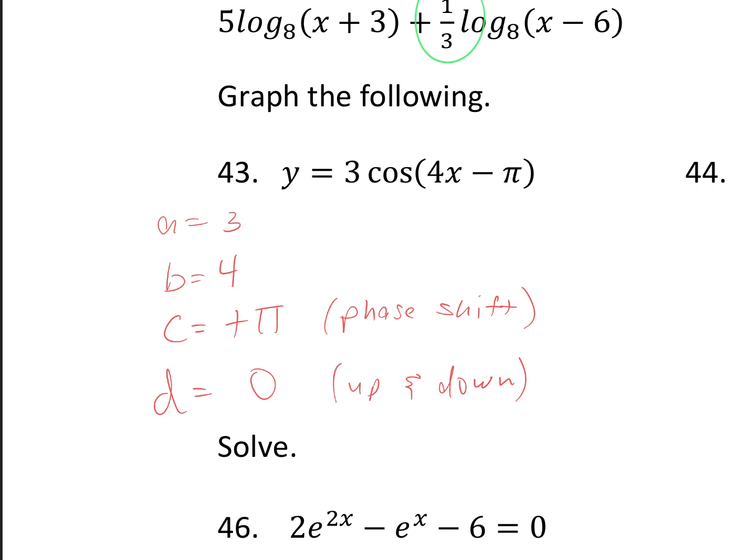Where would this graph start? Because this would probably be a multiple choice question. How would you figure out the starting point? C over B. Okay, your starting point is C over B. So your C value is pi over 4. So your graph would start where? At pi over 4, right?